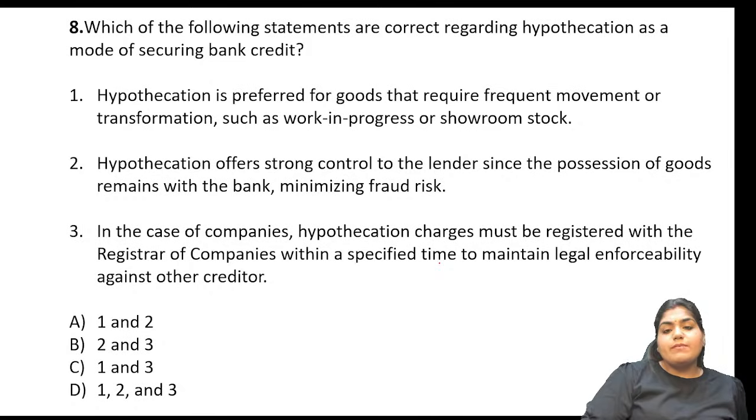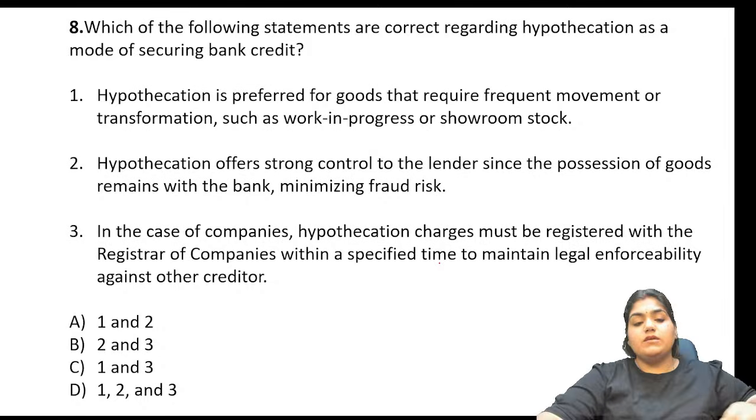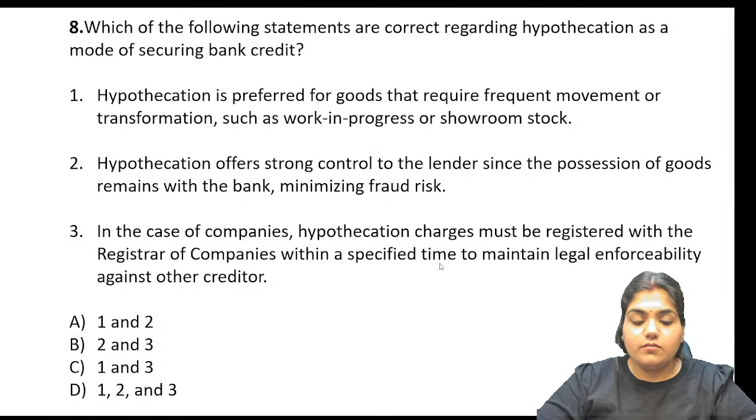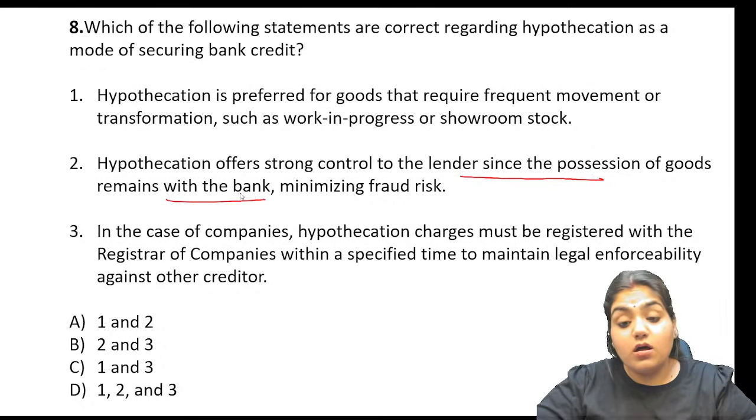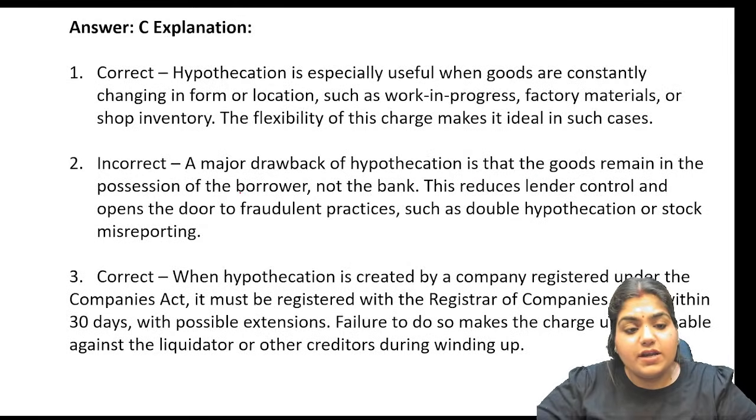Which of the following statements are correct regarding hypothecation? Hypothecation means the property's possession stays with the owner of the property. The major drawback of hypothecation is people do fraud. Hypothecation offers strong control to the lender since the possession of the goods remains with the bank. No, the possession is with the borrower. C is the correct answer.